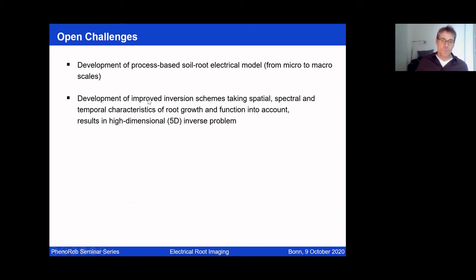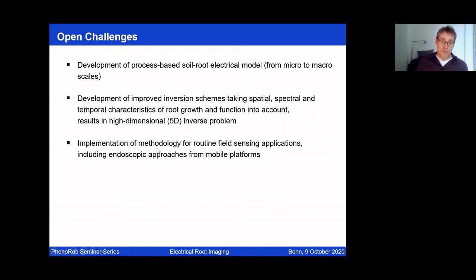And that is computationally very demanding if we really would like to take 3D and frequency and time into account. Basically, we end up with a 5D inverse problem. And of course, from a practical point of view, it's the implementation of the methodology for routine field sensing applications, with many technical issues that I have no time to go through here, which in particular includes the endoscopic approaches, which we think could be practical also from mobile platforms. And that's what we in particular also pursue within our sub-project in CP3.